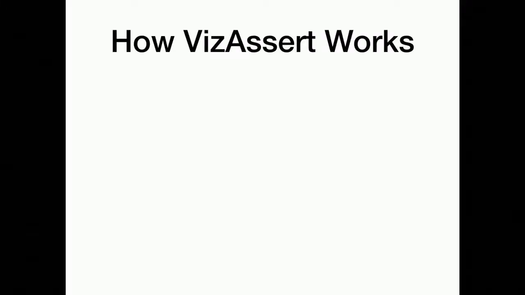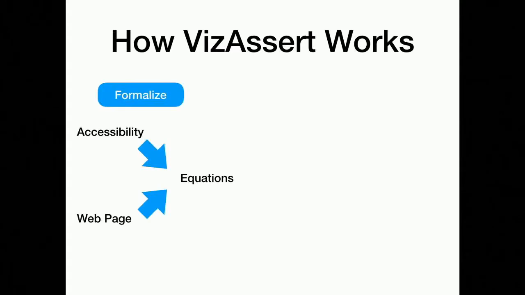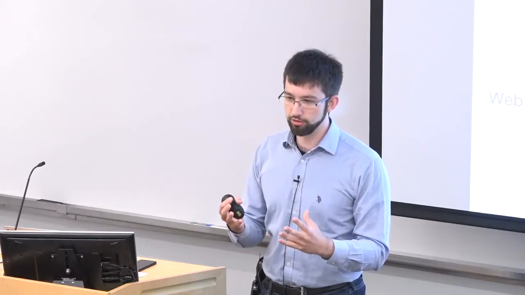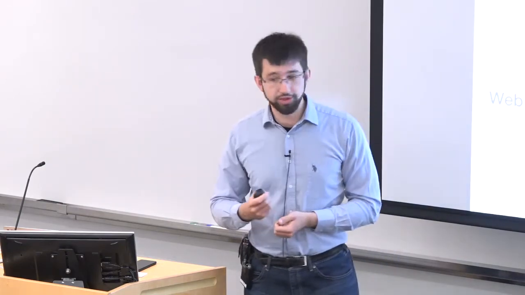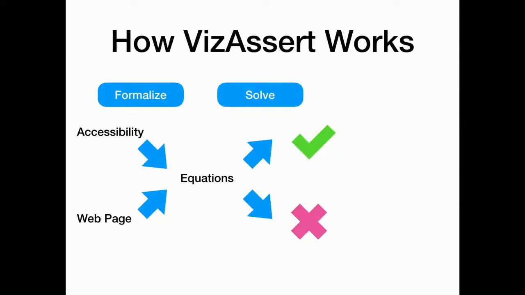First, we start with a formalization step, where we formalize the accessibility property that you want to prove about your web page. And that turns the accessibility property into a set of equations describing which browser configurations, again, browser sizes, text zoom levels, etc., are accessible. Then we solve that set of equations to determine either that they're all accessible or that some aren't, and produce as a counterexample one of these inaccessible browser configurations. So that's the second step of the process.